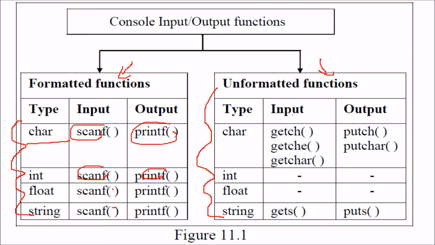For unformatted functions, for character, we have getch, getche and getchar. For output, we have putch and putchar. We don't have anything for int and float, but for strings, we have gets and puts.